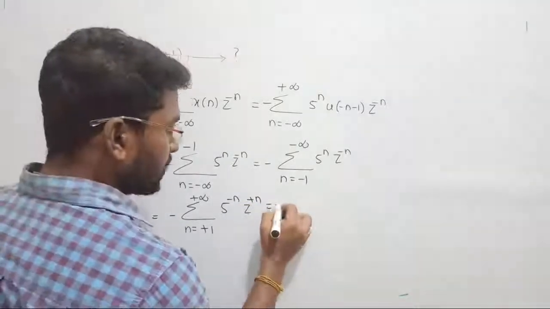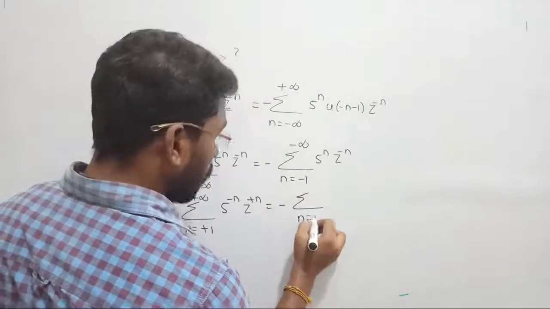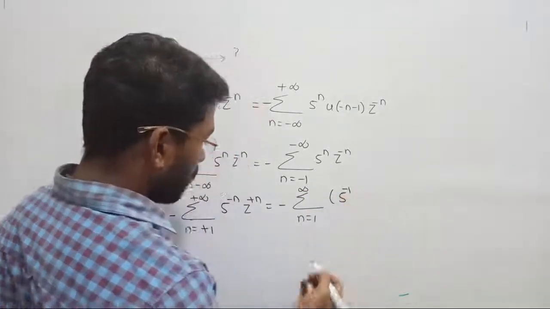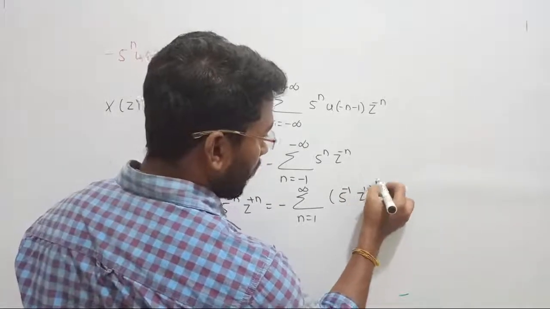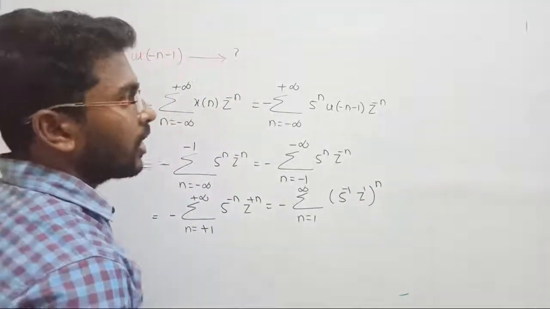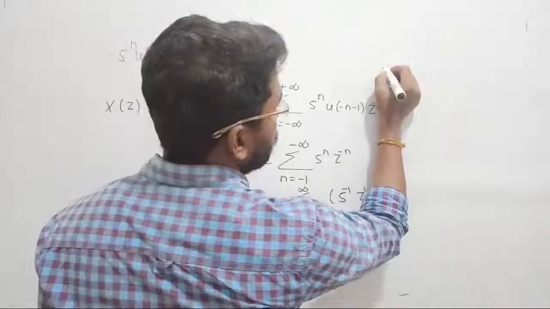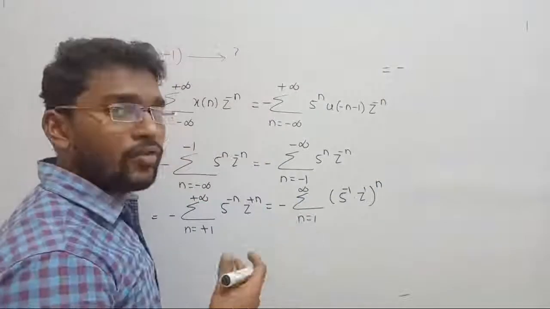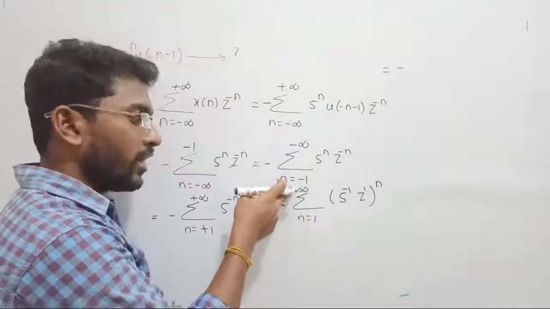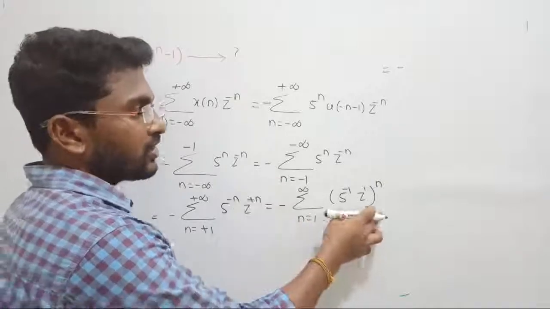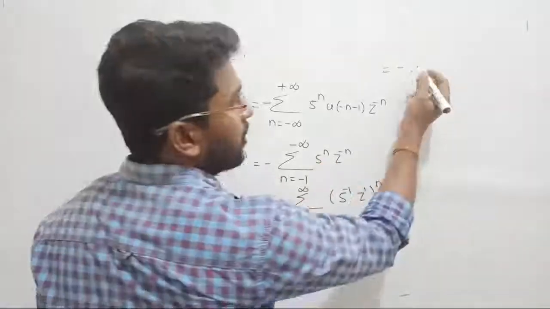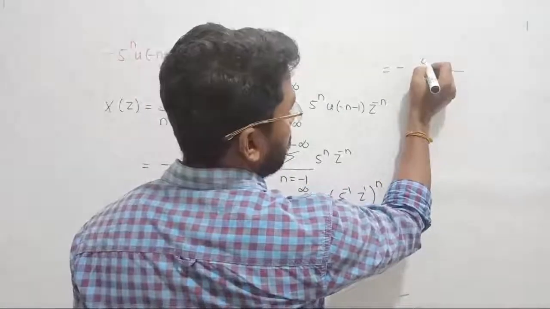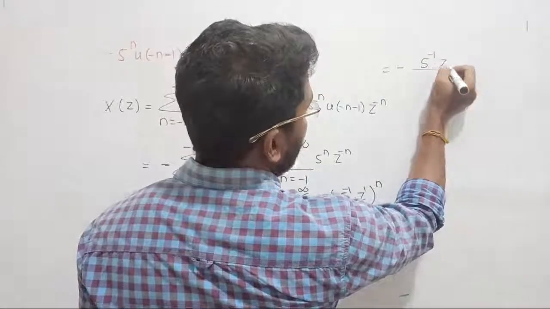Now, in the next step, it is further written as n equal to 1 to infinity. This function can be reduced to 5 power minus 1 dot z power 1, whole power n. Can we write like this? Yes. Now, according to the series expansion formula, this function can be finally written as minus of, if any function is traveling from 1 to infinity, you have to consider the first term in the numerator. The first term is 5 power minus 1 dot z power 1.